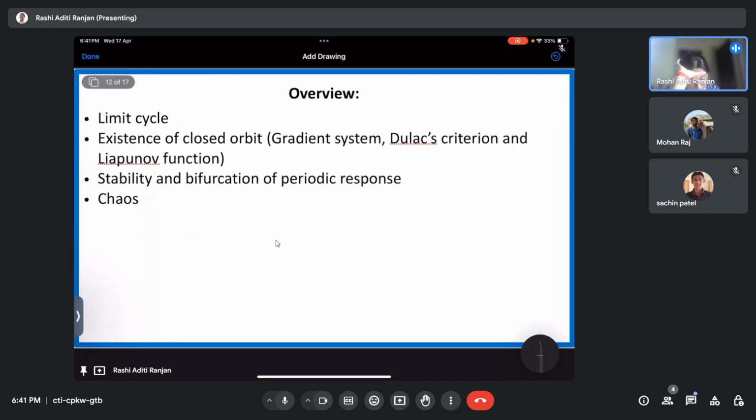Then we had the case of limit cycle, existence of closed orbits. Okay, so I talked a lot about this, your limit cycle. So there is a difference between your periodic orbit and your limit cycle, isn't it?